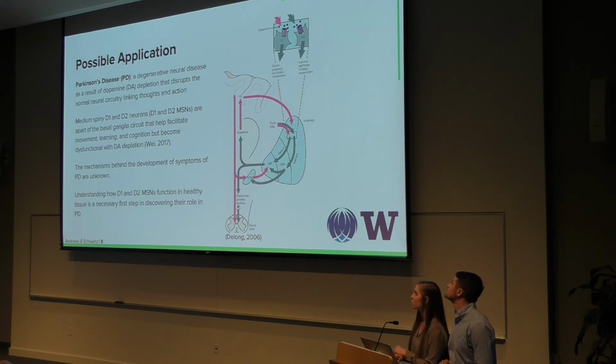Medium spiny D1 and D2 neurons are part of the basal ganglia circuit, which requires dopamine, helps facilitate your body's movement, learning, emotions, habit forming, etc. So when there's a depletion of dopamine, the medium spiny D1 and D2 neurons become dysfunctional, thus leading to an interruption in your brain's circuitry and eventually to the symptoms of Parkinson's. However, the mechanisms of exactly how this is occurring is still unknown. So our project in verifying these viral vectors is useful because now we can target these cell types to further understand them and how they function normally, to see how their dysfunction leads to things like Parkinson's, and now the possibility of gene therapy is available.